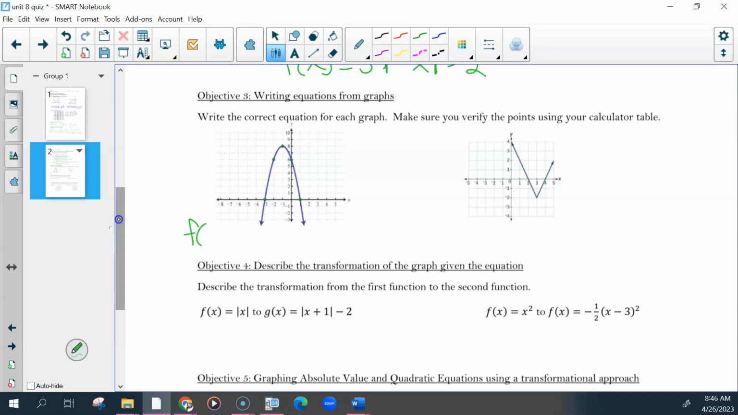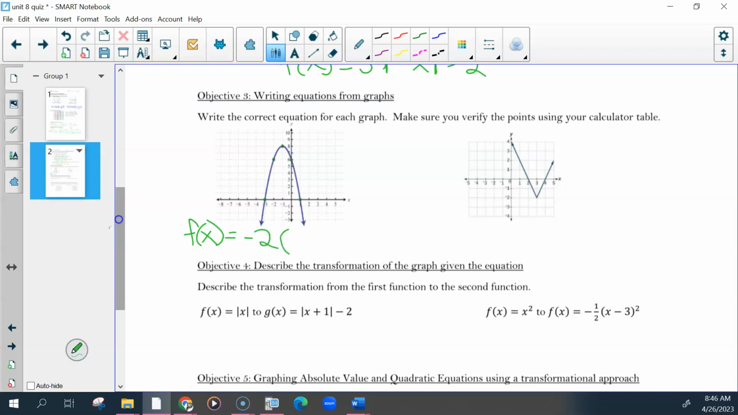And whether you put f of x or y equals doesn't matter as long as you don't put both. This was flipped upside down, so you should have had a negative. The distance was not 1. So if you played around with this, found that number, and then checked it in your calculator, it should have been 2.